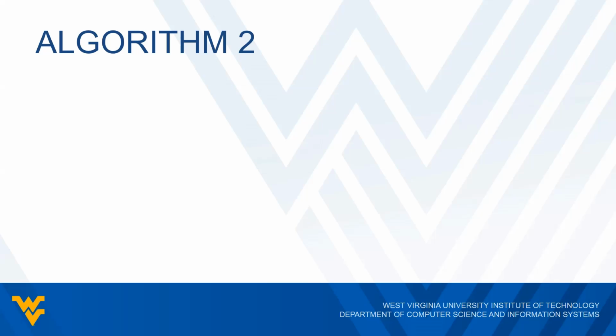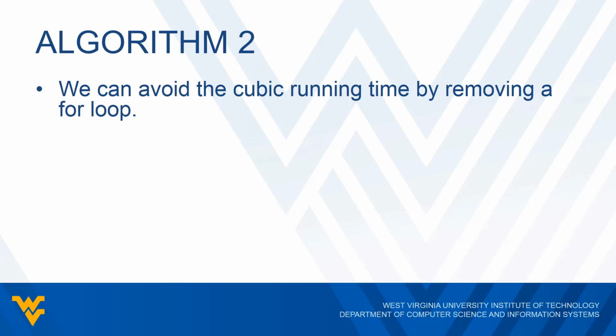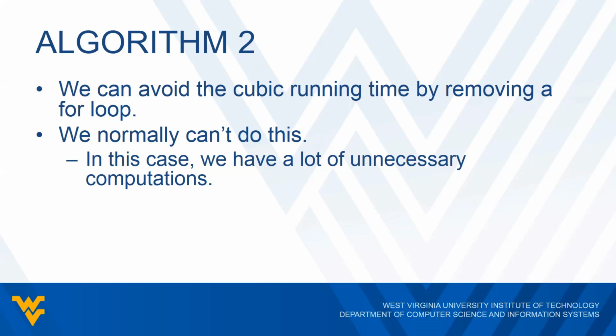Since the last algorithm does take O of n cubed time, and we know that that doesn't really help us when n becomes really large, we need to improve the running time. And in this case, we can actually do that by removing a for loop. Now, you might think, can we just do that with regular algorithms? If we have a bunch of for loops, can we just take out a for loop? No, normally we can't do this. But in this particular case, we find that our algorithm has a lot of unnecessary computations.